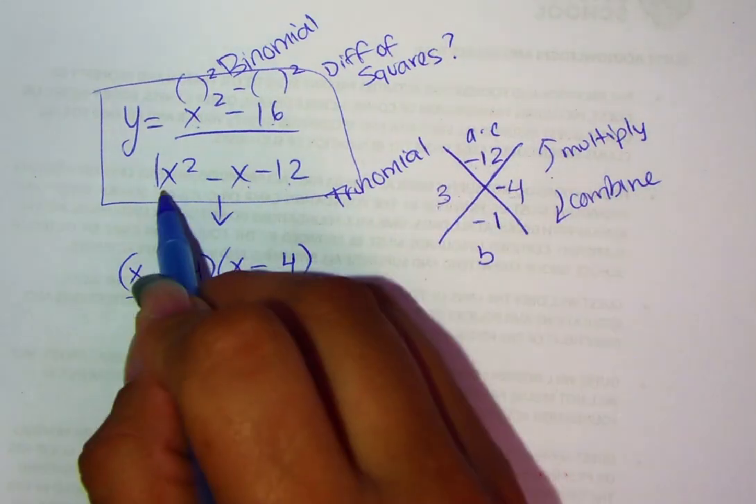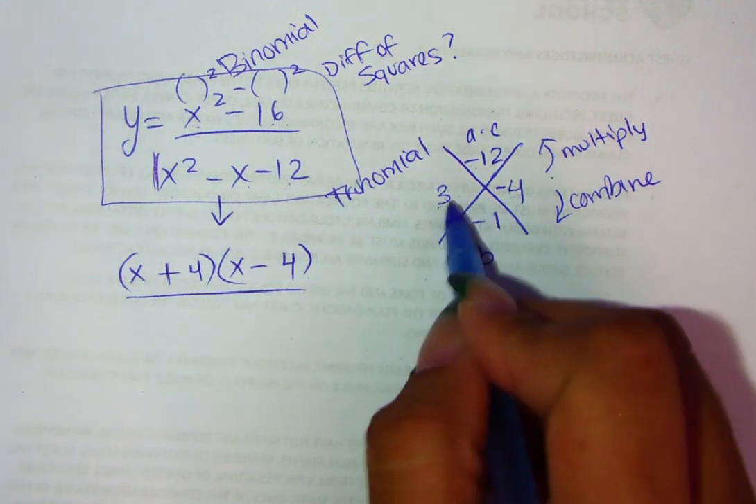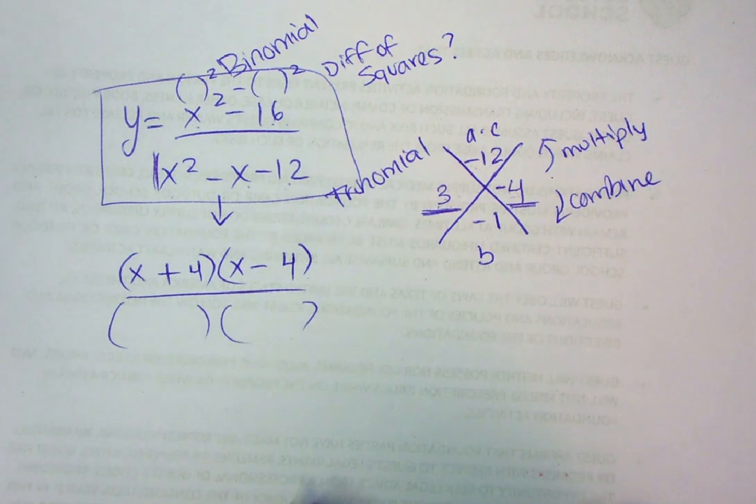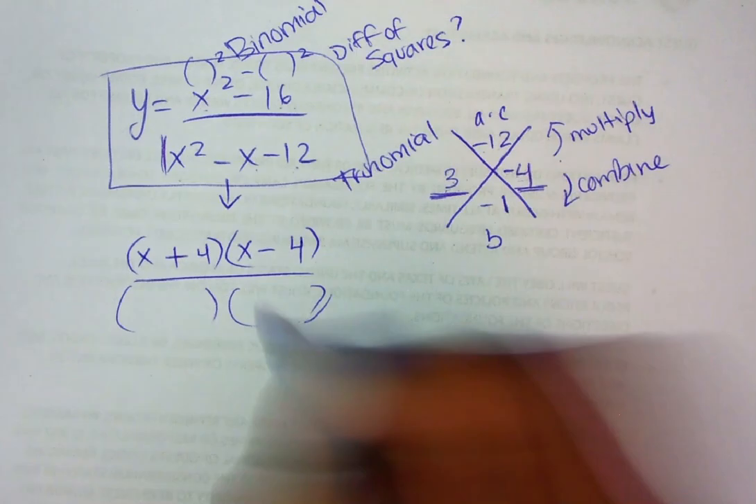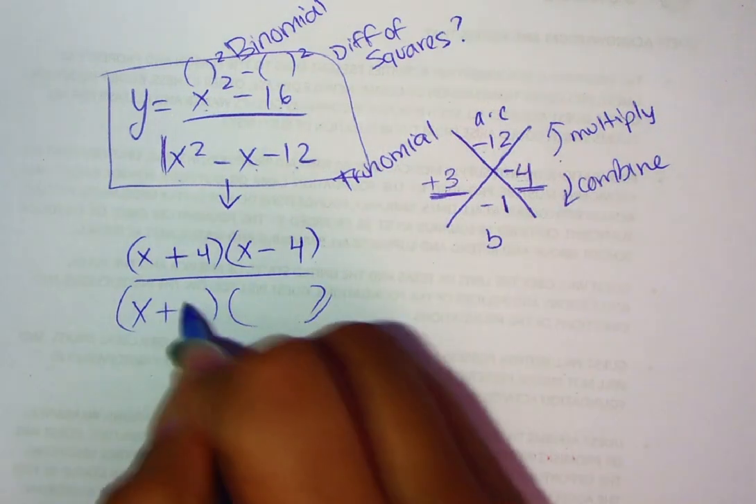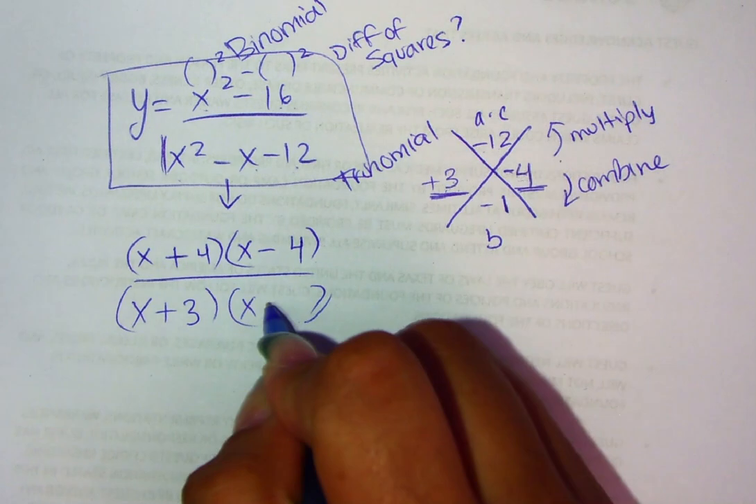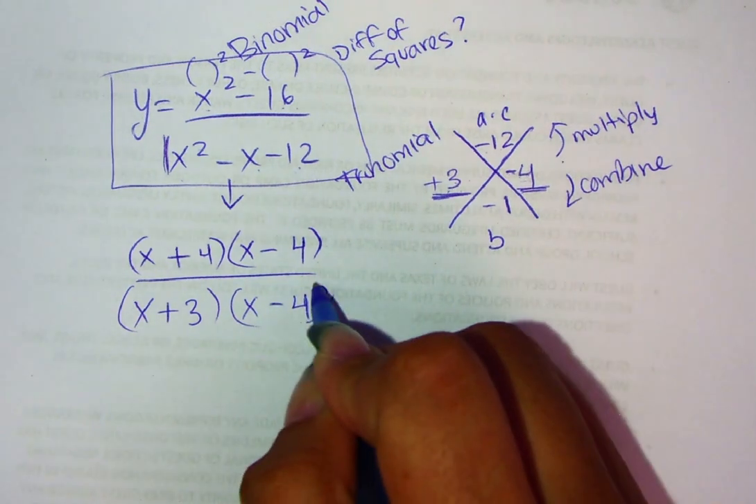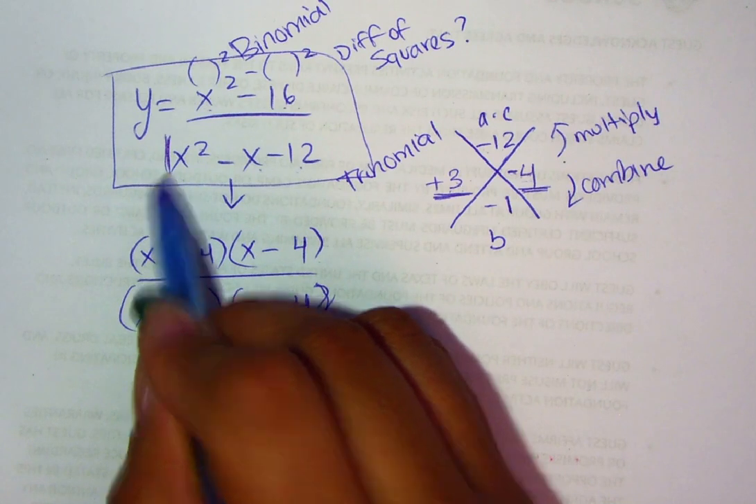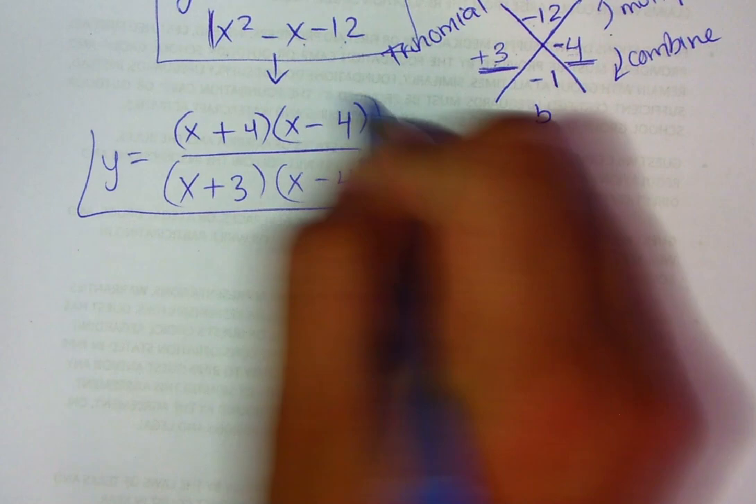So this is the combination that will work. Whenever your a value is a 1, as soon as you find these two numbers, you can immediately write your two binomials. So you're going to write x, this is a positive 3, so plus 3, and then x, and this is a negative 4, so minus 4. And again, this trick only works whenever the a value of the trinomial is a 1. So now this is the factored form of that example.